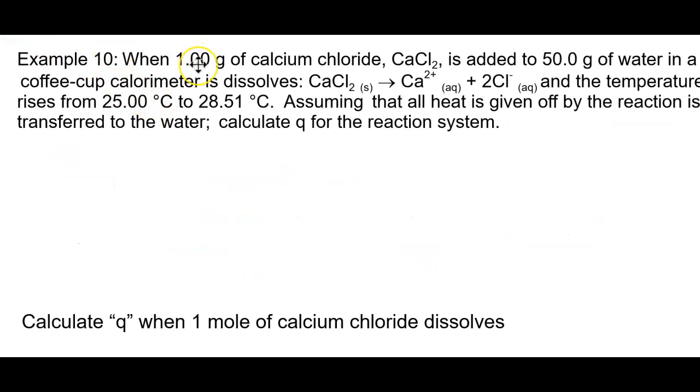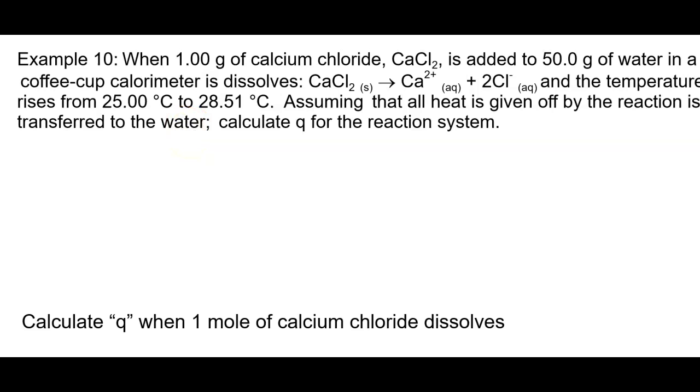Okay, so example 10. When 10 grams of calcium chloride is added to 50 grams of water in a coffee cup calorimeter and dissolved, the calcium chloride breaks down into a calcium ion and 2 chloride ions, and the temperature rises from 25 to 28.51. Assuming that all heat given off by the reaction is transferred to the water, calculate Q for the reaction.